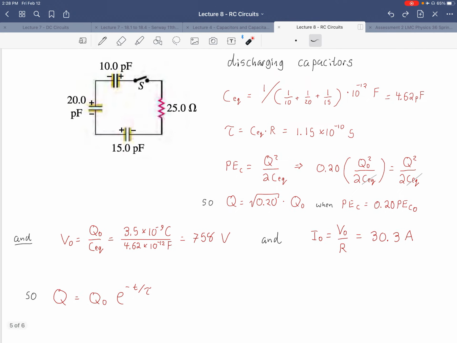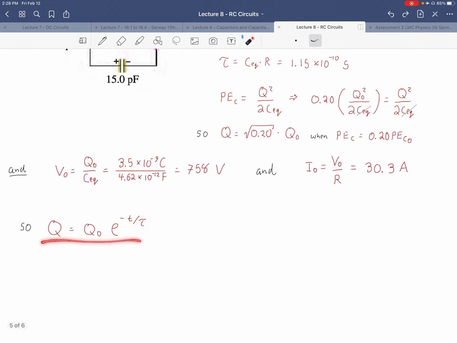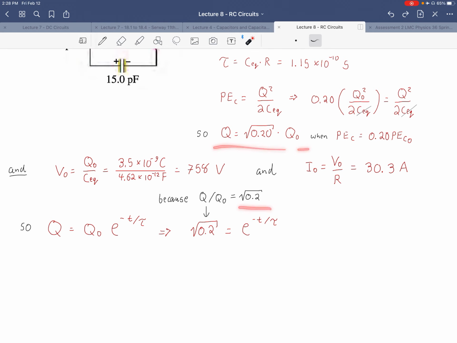So then to find how much charge remains after this much time, from this expression, we can replace it with just root 0.2. Why is that? Because if I take the ratio of the instantaneous stored charge divided by the initial stored charge, I already know that to be the square root of 0.2. So now I have this expression: the square root of 0.2 equals e to the negative t over tau. And I'm going to solve for t. See what I'm doing here?